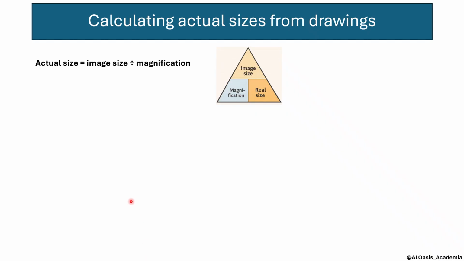Sometimes in the exams, they might ask you to rearrange the magnification formula. Therefore, it's very beneficial for you to remember this magnification triangle, which shows you that the magnification would equal the image size over the real size. That's an easy way to rearrange the formula.